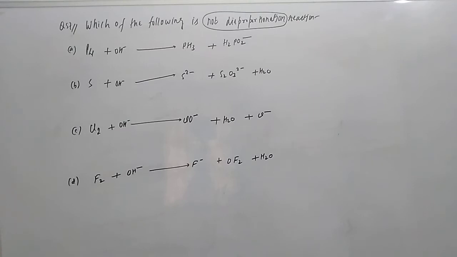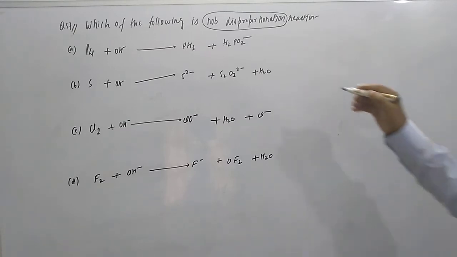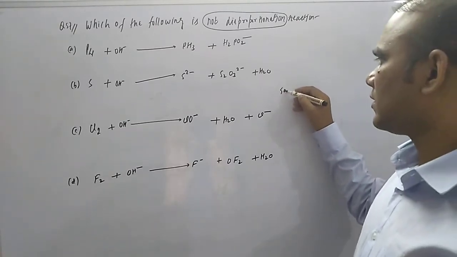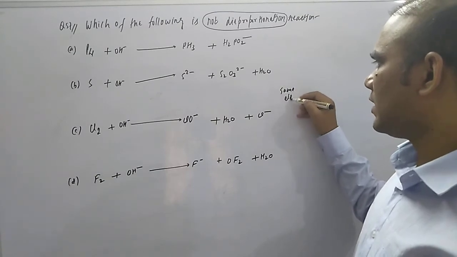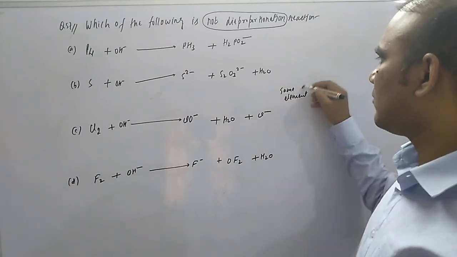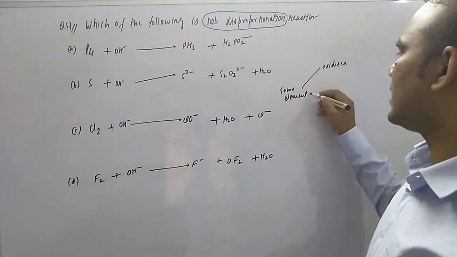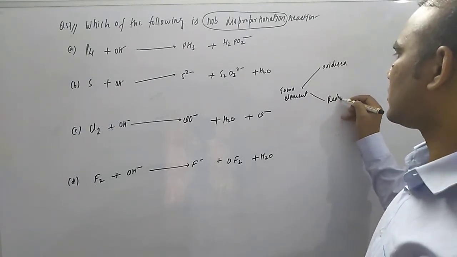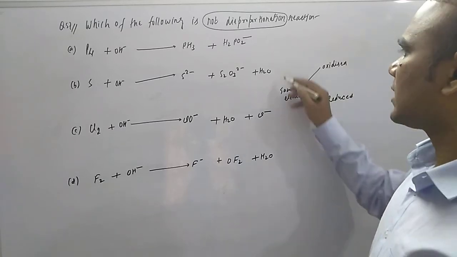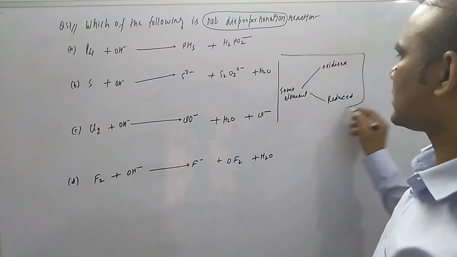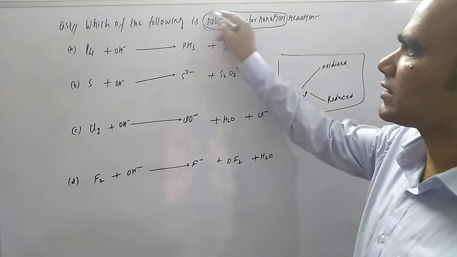Disproportionation reaction means, student, the same element will be there. The same element will oxidize and the same element will reduce. That is the type of disproportionation reaction. But the question is asking for the one that is not.